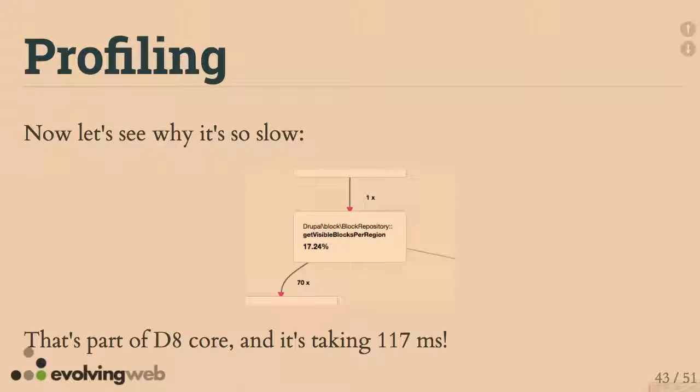So once we do that, we get a big profile, which I'm not going to show you now, but one interesting part of it is this. This is part of core Drupal in the block module, and it's Drupal block repository get visible blocks for region. And it's taking a lot of time, over 100 milliseconds. This is really important. This is part of core, and this is the part that decides, when I view this page, which blocks are visible on that page.